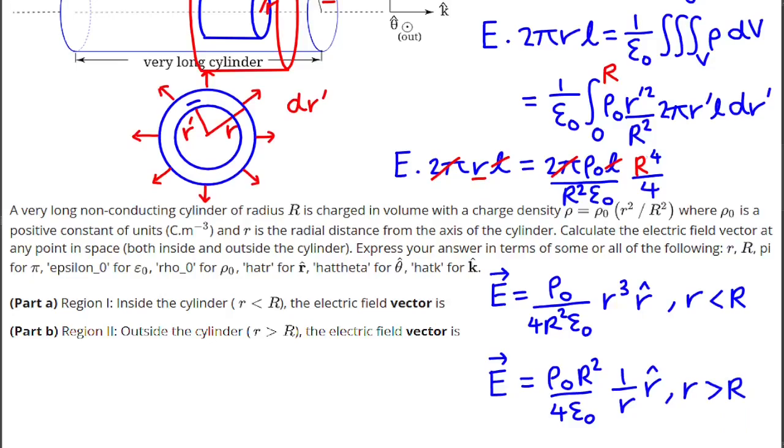So the electric field is piecewise continuous, because if you substitute r equal to the radius of the cylinder, then we get the electric field at r equals R to be rho naught times R over 4 epsilon naught, pointing in a radial direction.